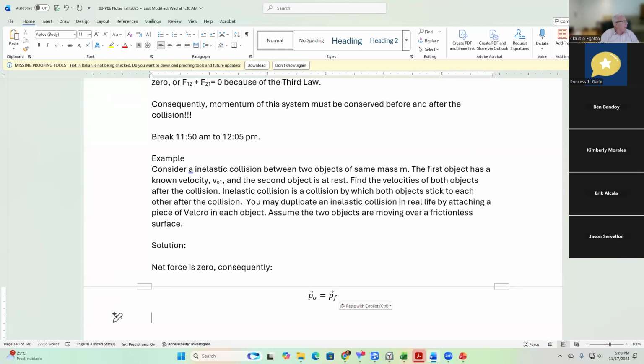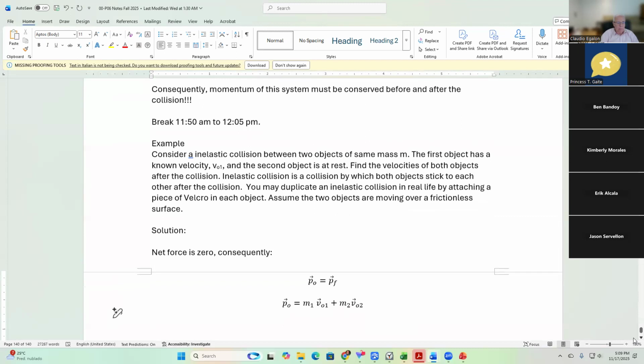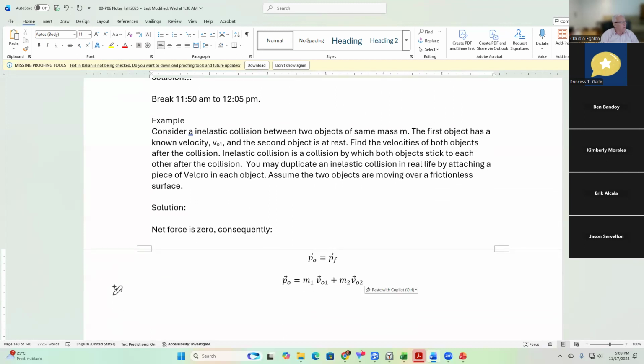But then how do we write down the initial momentum, right? Well, the initial momentum is going to be the sum of the two momenta: the initial momentum of the first one and the initial momentum of the second one. M1 times V01 plus M2 times V02. And the final momentum is going to be M1 V final 1 plus M2 V final 2. We do not know V final 1. We do not know V final 2, right?